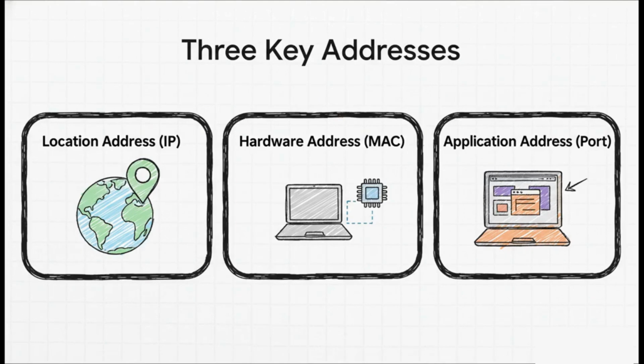So just like that physical package, a digital one needs 3 different addresses to make it to its destination safely. You've got the location address, or the IP, the hardware address, which is the MAC, and the application address, or the port. The IP gets it to the right neighborhood, the MAC finds the exact house, and the port delivers it to the right person inside. So let's break down each one of these.